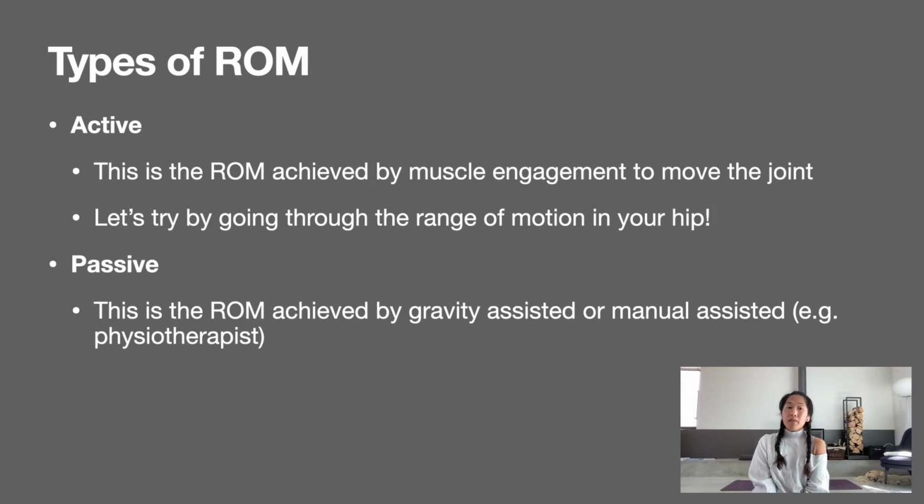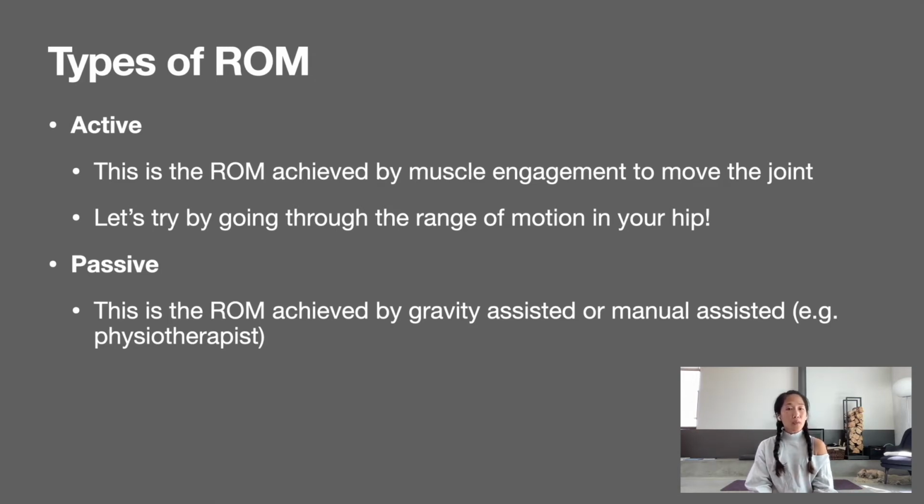Now let's talk about the types of range of motion. So there are two types. There's an active and there is a passive. So you can probably guess that active means engagement. There is muscle engagement that has to happen for the movement to occur. And the next one is passive, where the person is relaxed and this range of movement is created either naturally by gravity or by manual assistance. So physiotherapists, or when you go into a massage and they're moving your limbs for you, that would be more of a passive way of moving into range of motion.